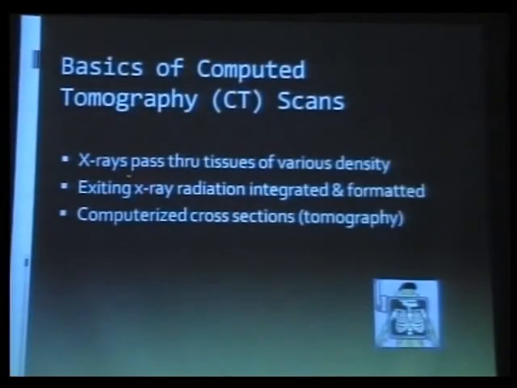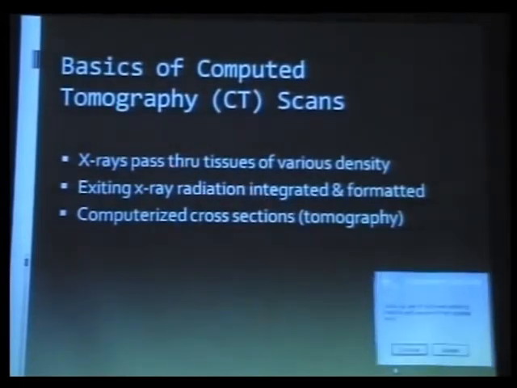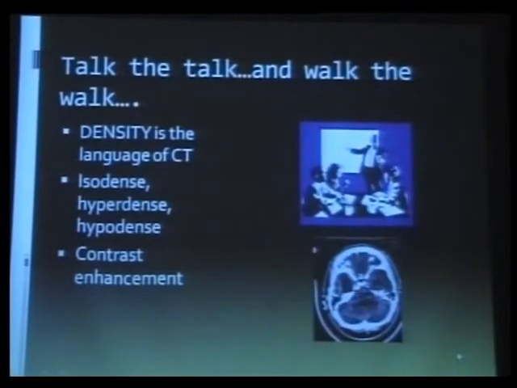So, CT is basically X-ray. X-rays going in, X-rays coming out, and what determines what comes out is simply the density of the tissue that it is passing through. The reason you need to know this is because the language of CT is the language of density. Isodense, hyperdense, hypodense. This is different than MR, where we're talking about iso-intense, hyper-intense, and hypo-intense, because it's signal intensity that we talk about on MR, and it is density that we talk about on CT.